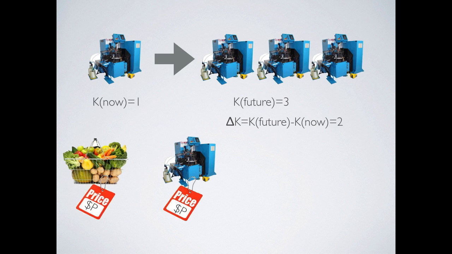We assume that each machine will cost the same amount of money as each basket of consumption. Therefore, they all will be charged a unit price of P. Given the household decided to increase its capital holding by 2 units, which means delta K equals 2, to do that, the household has to spend P times delta K amount of money for capital, which we call capital investment.